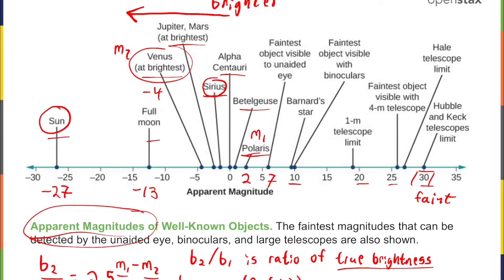You can use the little symbol that looks like a caret. I think it's shift 6. You can also just type into Google, what is 2.5 to the 6th power as a sentence, okay? And it's 244. Okay, 244. We'll round it to 240, okay? So what does that mean? That means that to an observer on Earth, Venus at its brightest is 240 times brighter than Polaris is, okay?